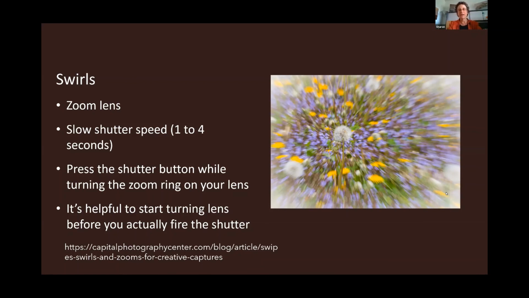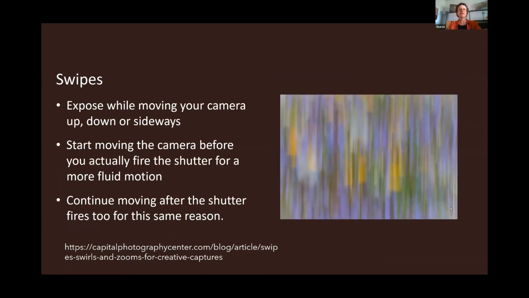But some people get good at it, and if you've tried it, that would be a fun thing to experiment with. And the other is swipes, and it's the same thing. You can expose while you're moving your camera up and down, and you start moving the camera before you fire your shutter with a fluid motion. You have to have nice colors to do it, and continue moving as your shutter fires. Again, I haven't been successful at those two techniques.